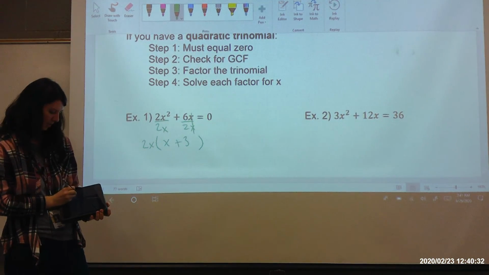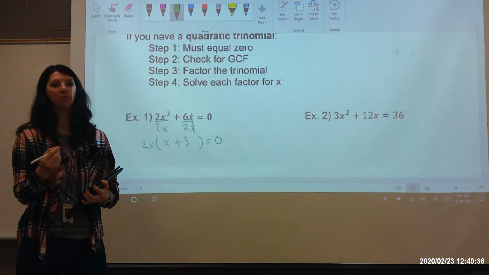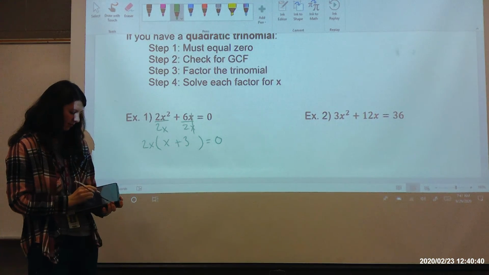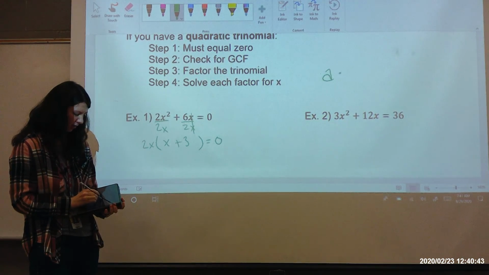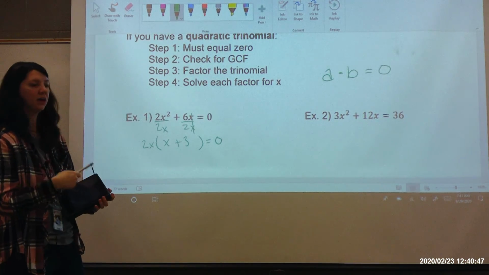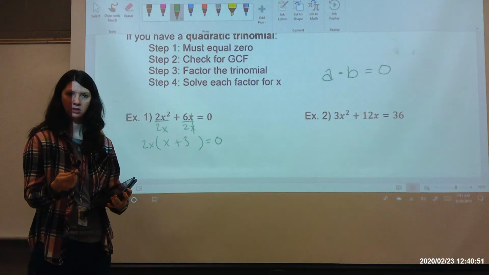Okay? Equal to 0. Now the reason it needs to be equal to 0 is something called the zero product property. Okay? So what that property says, if I have 2 things, so let's say I have a times b, and they both multiplied together equal 0, then what do I know about at least one of those things?